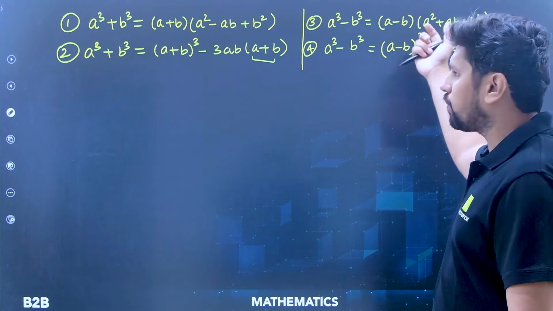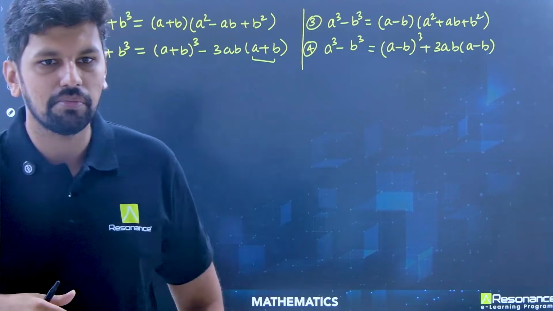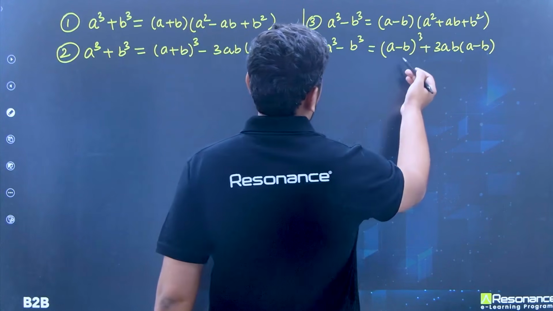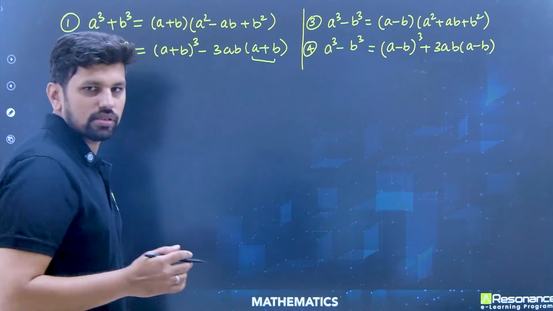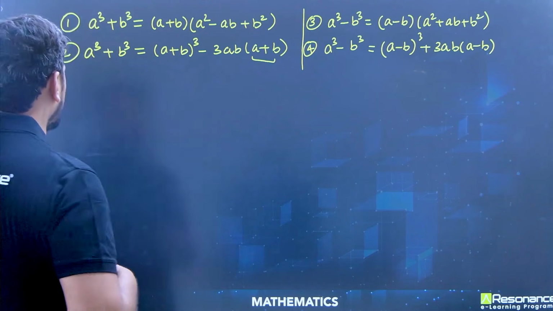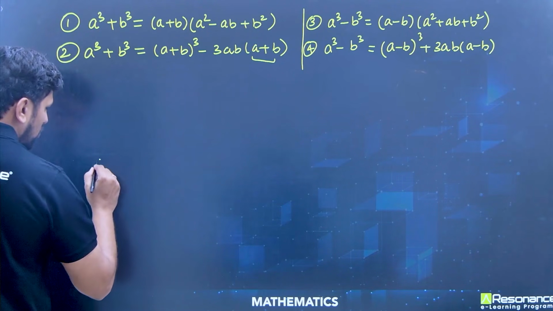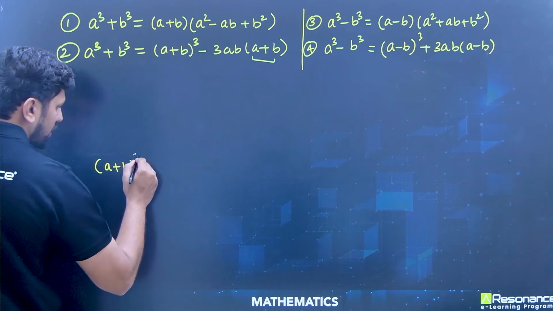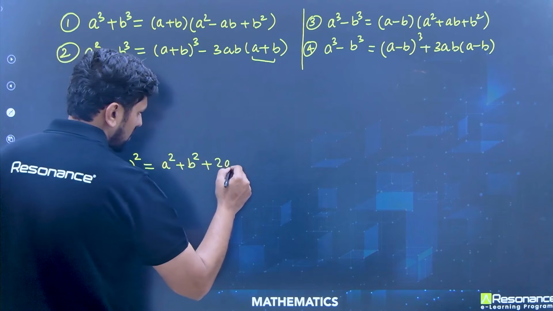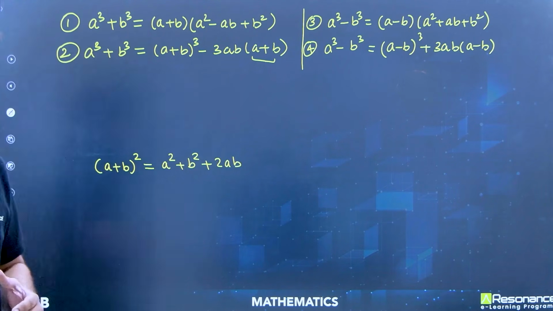We have already done this formula yesterday also. a minus b into a square plus ab plus b square. Okay. And the second one is a plus b whole cube. Yeah, very good. Okay, let's do another formula. We know the formula of a plus b whole square, that is equal to a square plus b square plus 2ab. Yes, a plus b whole square everybody knows.